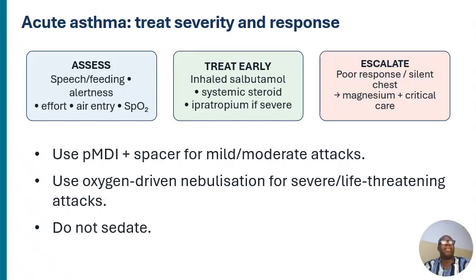Give repeated inhaled salbutamol. A pressurized metered dose inhaler with a spacer device is effective for many mild or moderate attacks. Severe or life-threatening attacks may require oxygen-driven nebulization according to the local protocol. Give systemic corticosteroid early in moderate or severe exacerbation of asthma, and then add inhaled ipratropium in the severe attack of asthma. If the response is poor, escalate early for intravenous magnesium and critical care support according to protocol.